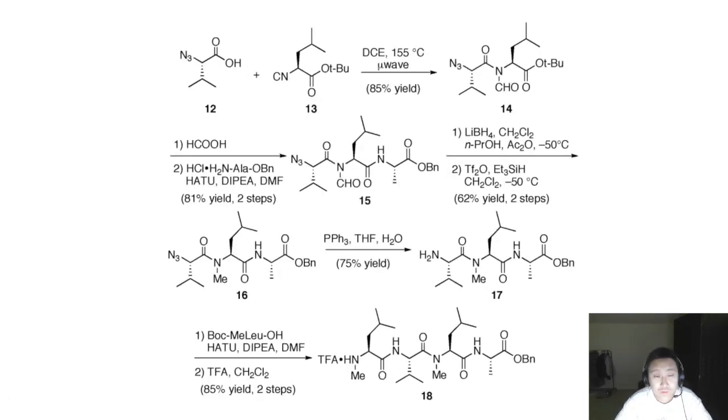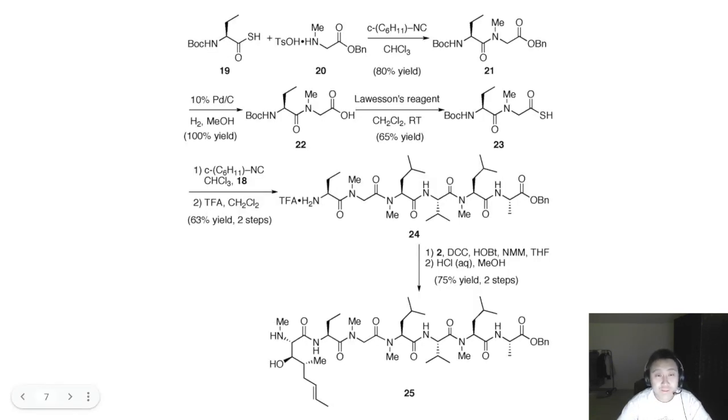Then we are on to the synthesis of fragment 4. Microwave radiation of azido acid compound 12 and isoleucine isonitrile compound 13 affords the N-formyl amide compound 14, followed by an amide coupling to generate compound 15, then a lithium borohydride reduction and a methylation to generate compound 16. Selective reduction of the azide with triphenylphosphine in the presence of water was used to form compound 17. Then another amide coupling and deprotection was done to generate compound 18, which has 1 tertiary amide bond and 2 secondary amide bonds.